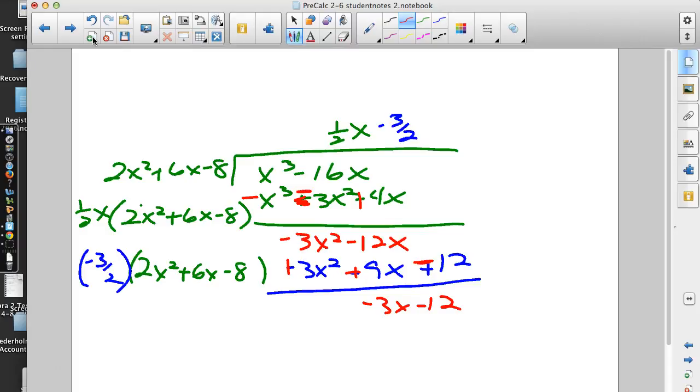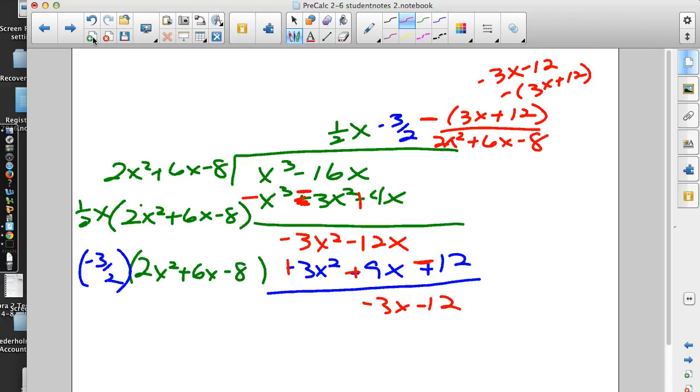Is there any way for us to multiply 2x squared by something to get -3x? Now we're done. We can't get a smaller x value out of this. So this is our remainder. And since it's -3x minus 12, we might want to change this to subtracting 3x plus 12 over this monster.